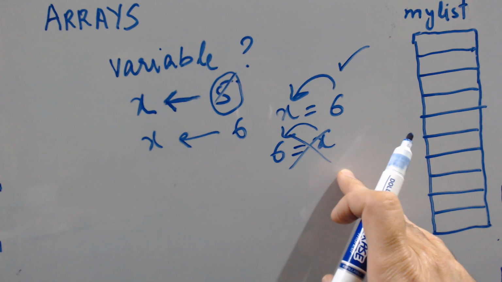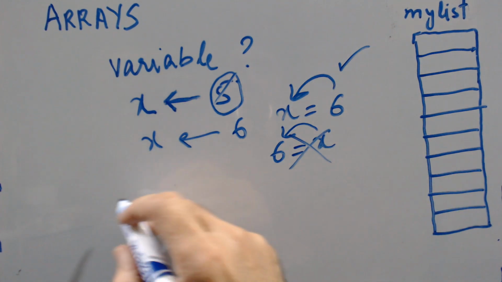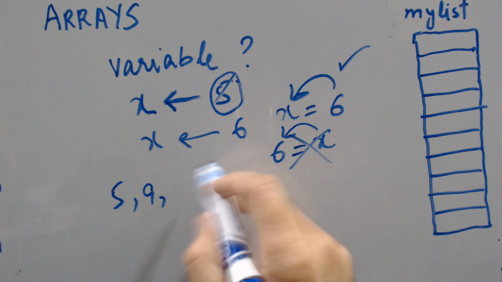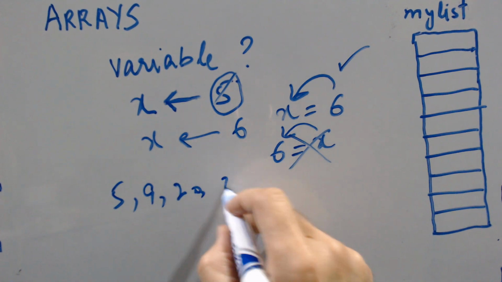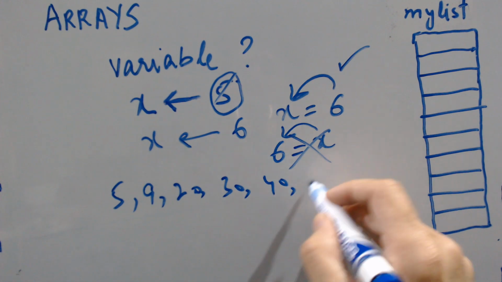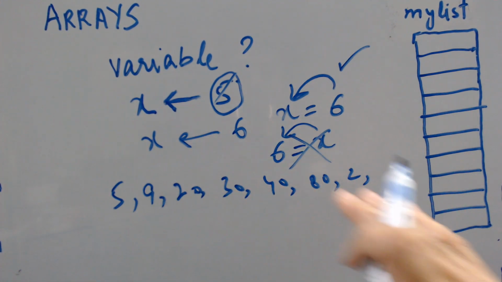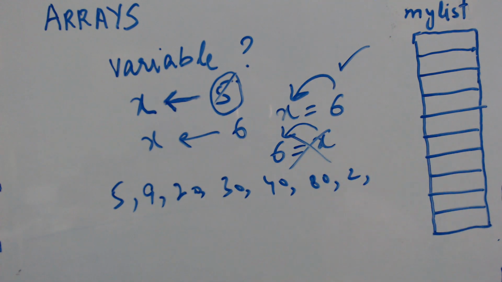Okay, for example, the user is entering these values 5, 9, I'm just entering random values, 30, 40, 80, 2. Now it depends on the size of the array. Let's say I have created an array mylist. It can store 10 different values, but you can extend these values as well.